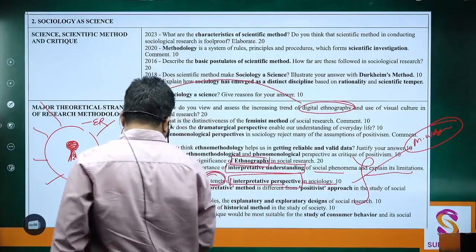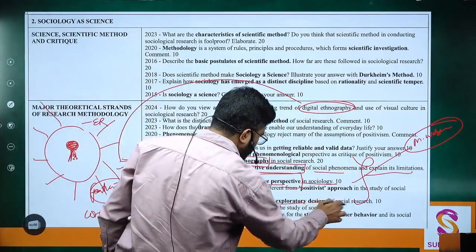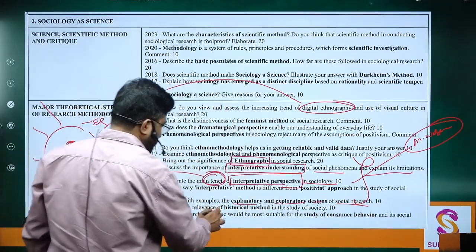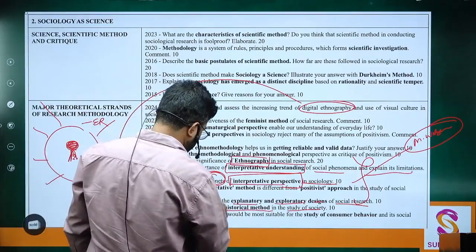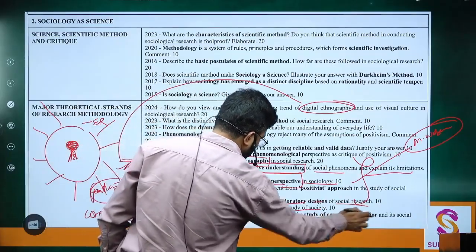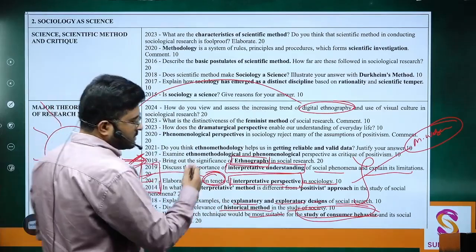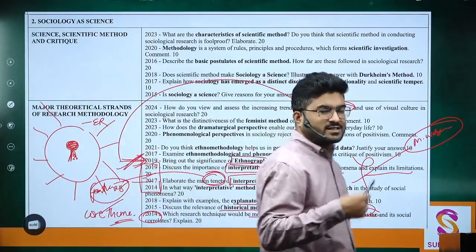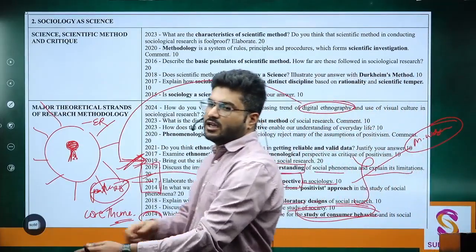Then in 2018: explain with examples the explanatory and exploratory designs of social research. Discuss the relevance of the historical method in the study of society. Which research technique should be most suitable for the study of consumer behavior? I am expecting that this consumer behavior question can be asked again in the paper.